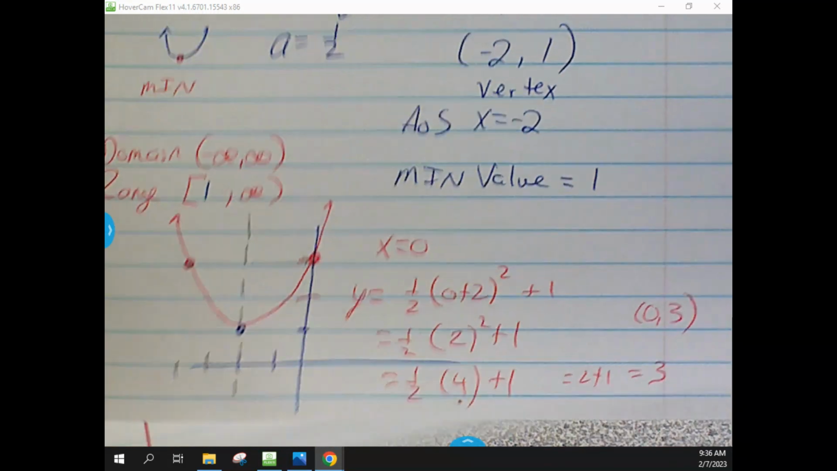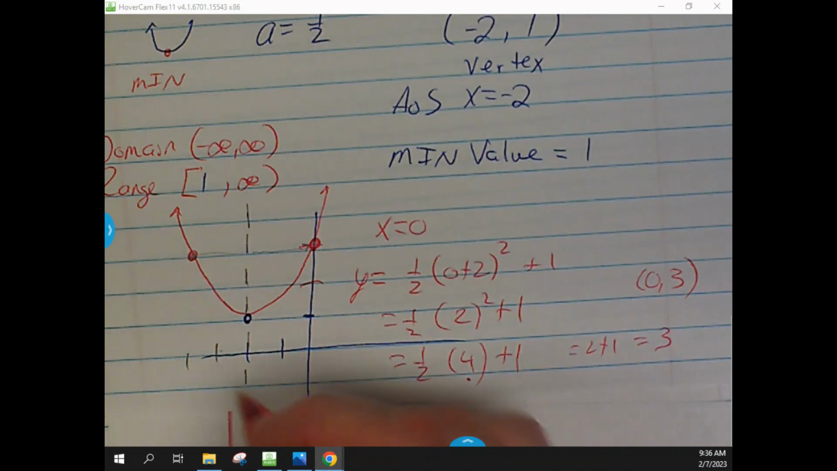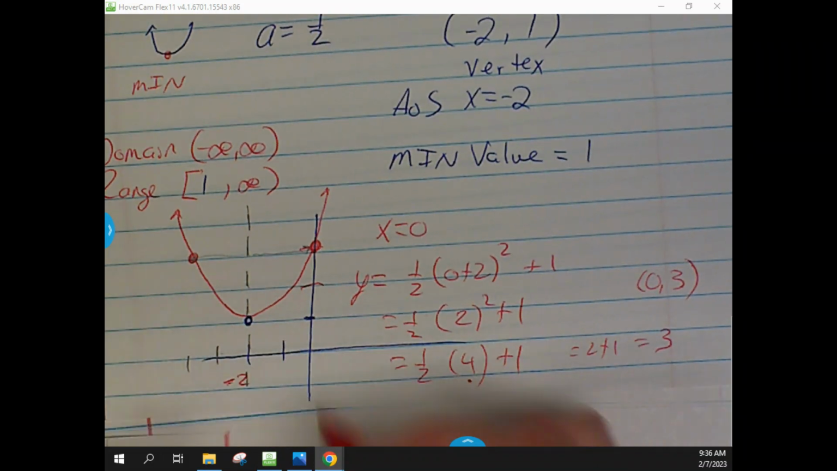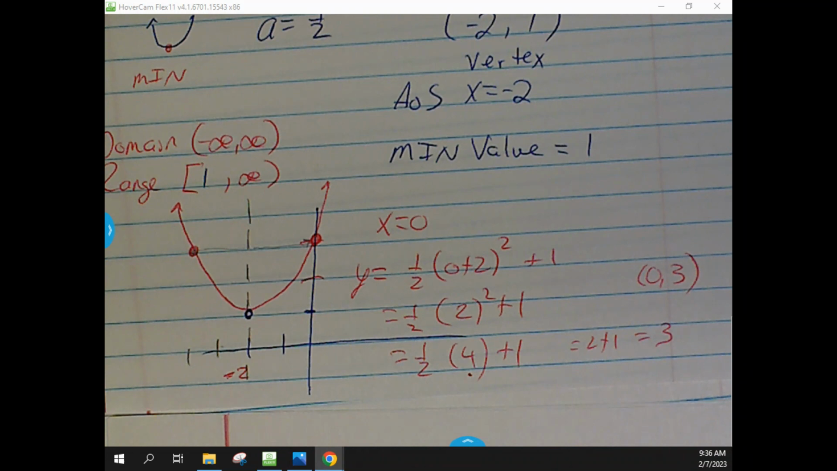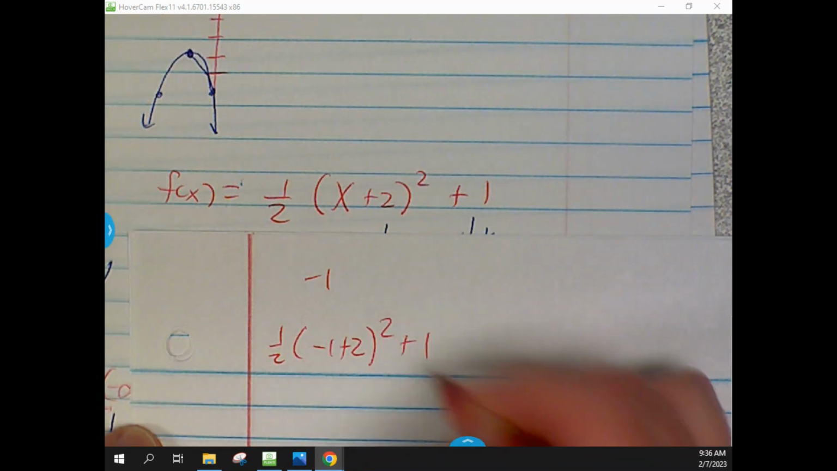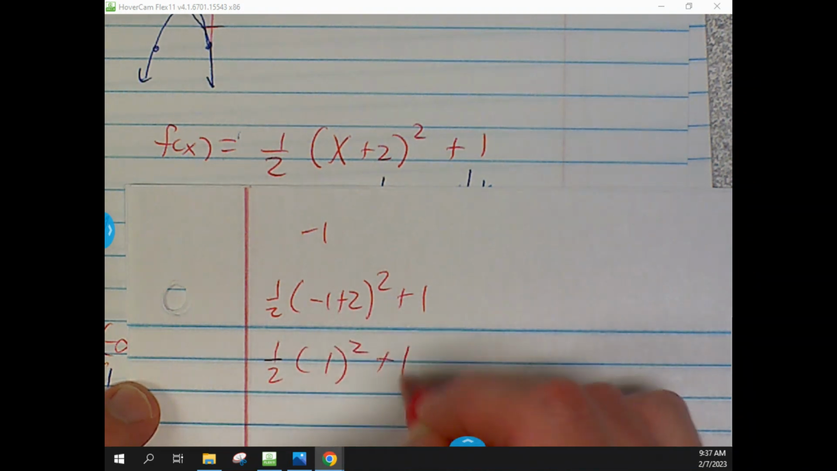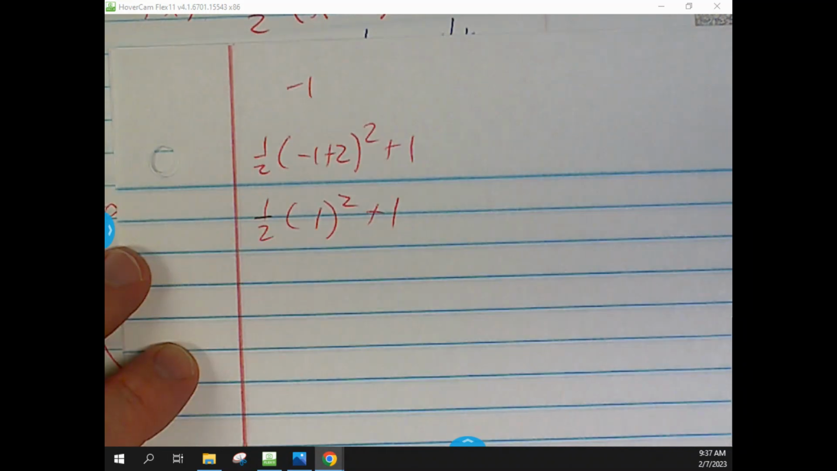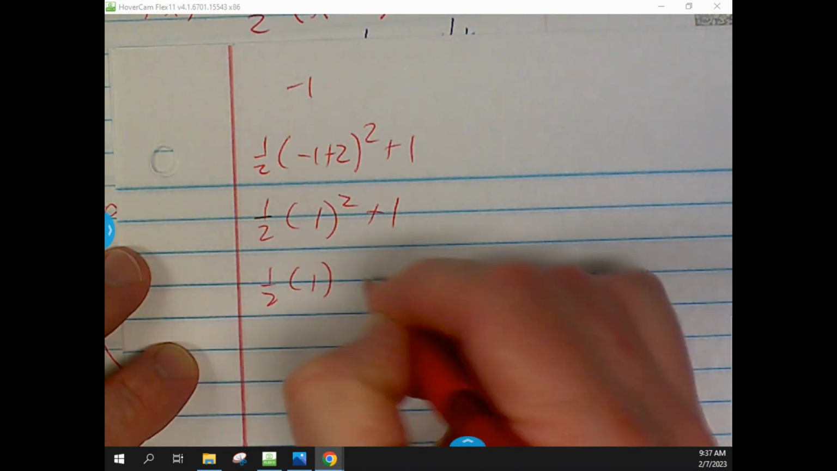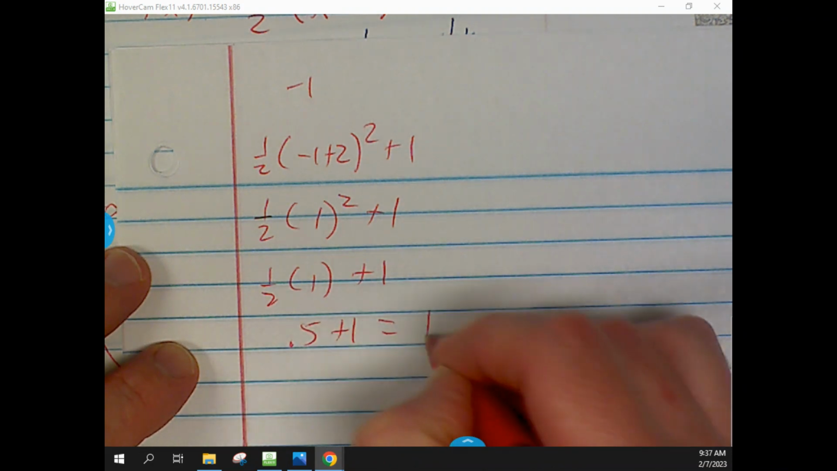Let me just show you if we'd only gone 1 step over. Some people are like, well, why not just pick the next number right beside it? This is negative 2. Why not just pick negative 1? You don't have to write this down, but let's just show you what would happen if we'd pick negative 1. If we'd pick negative 1 and plugged it back in up here into this equation, we had half of negative 1 plus 2 squared plus 1. Negative 1 plus 2 squared is 1. When you square the 1, you get 1. You've got to take half of 1, which is a half. Add that to the 1, that's 1.5.